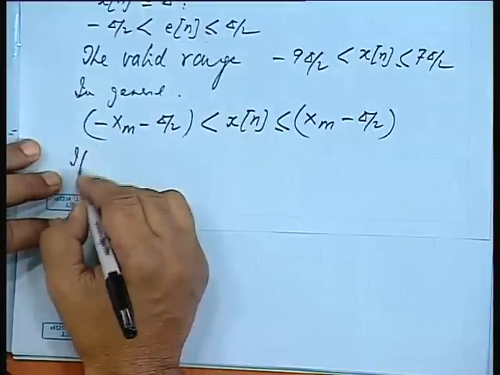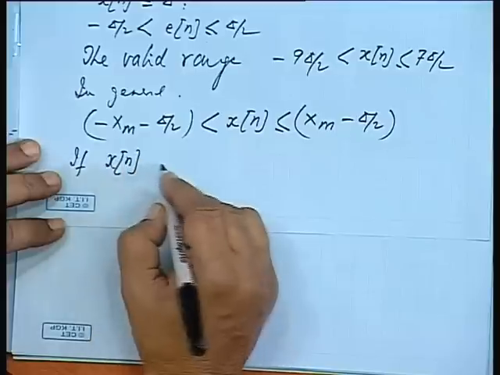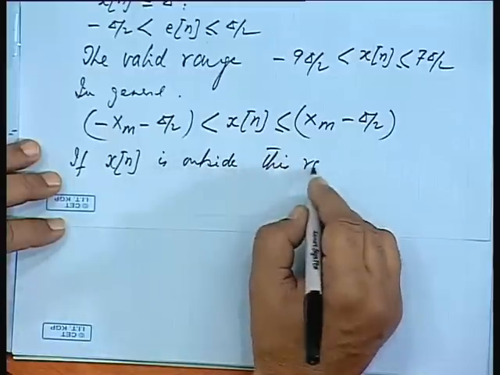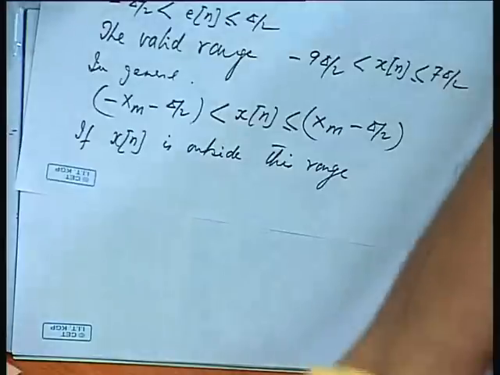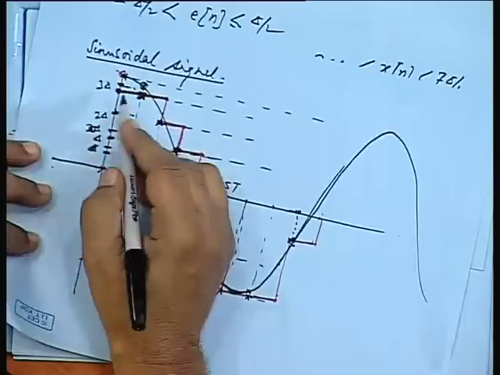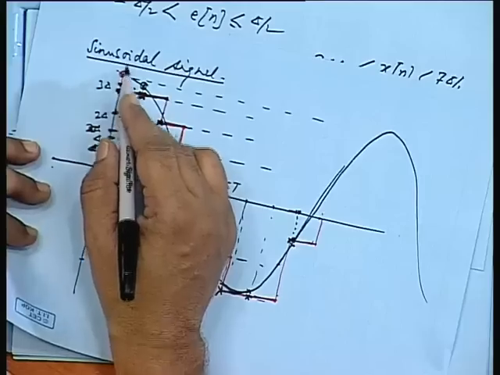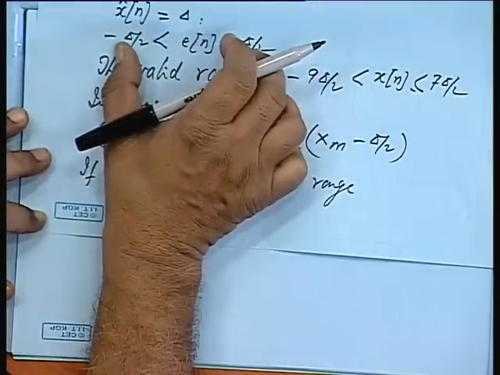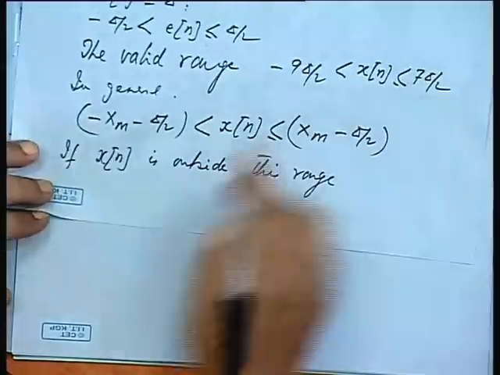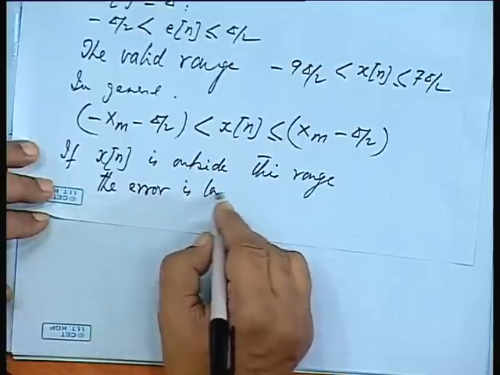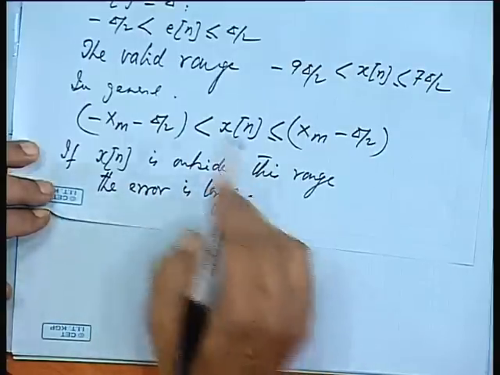If xn is outside this range, for example, in the sinusoid we have chosen less number of steps. If it is outside this and if it is more, then the error will be very large, error will not be restricted within this. Okay. Error is large, not within this limit.